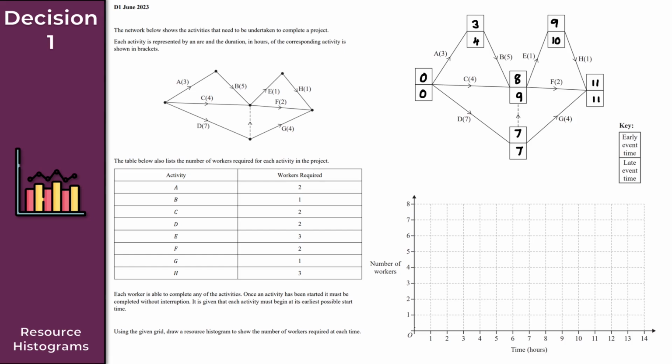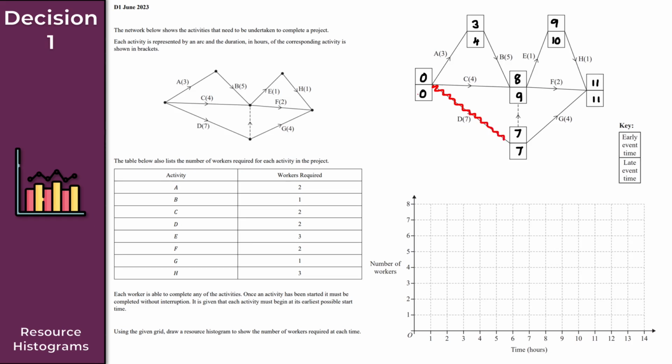As we can see along the horizontal axis, that is the time in hours, and the vertical axis represents the number of workers. To begin with, we don't have to, but I think it's good practice to begin with the critical path. I'll do this in a different color so you can see it a little bit better.